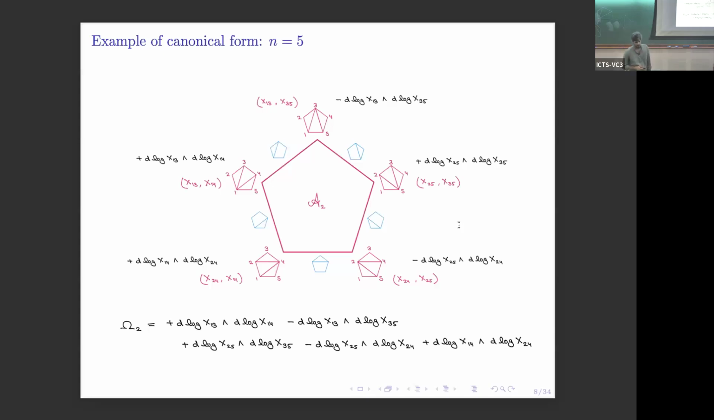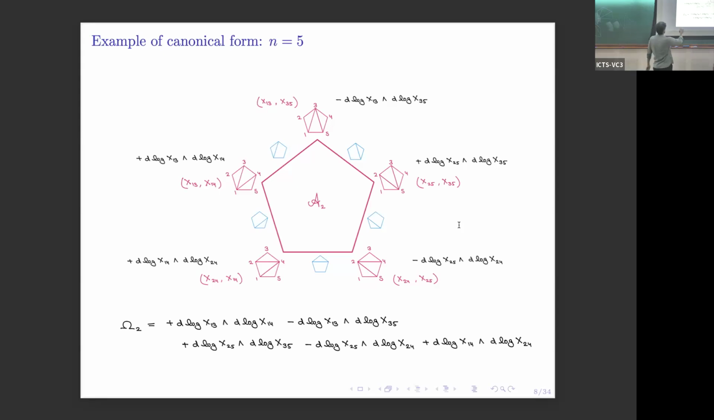Which order are you picking the chords? Right, you need an order, otherwise the sign will always be ambiguous. If you flip them, then you get an overall negative sign. And omega is defined only up to an overall negative sign. Yes, along this pentagon. Let me, I get the idea.